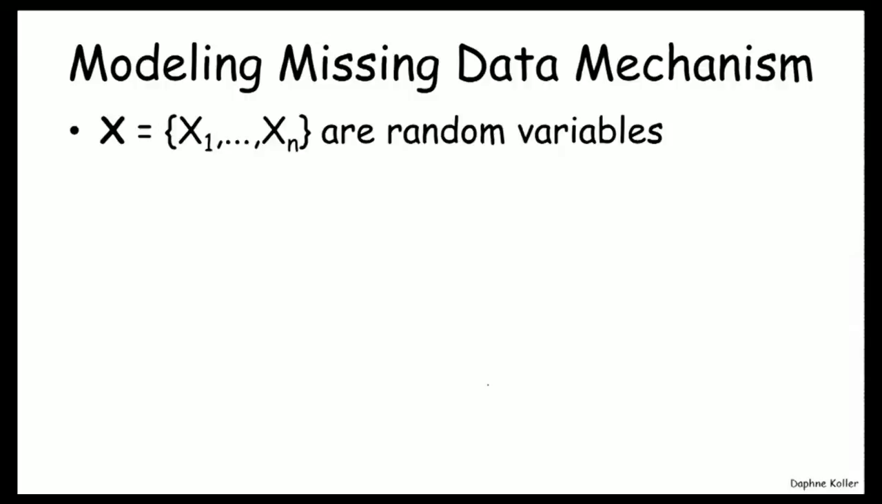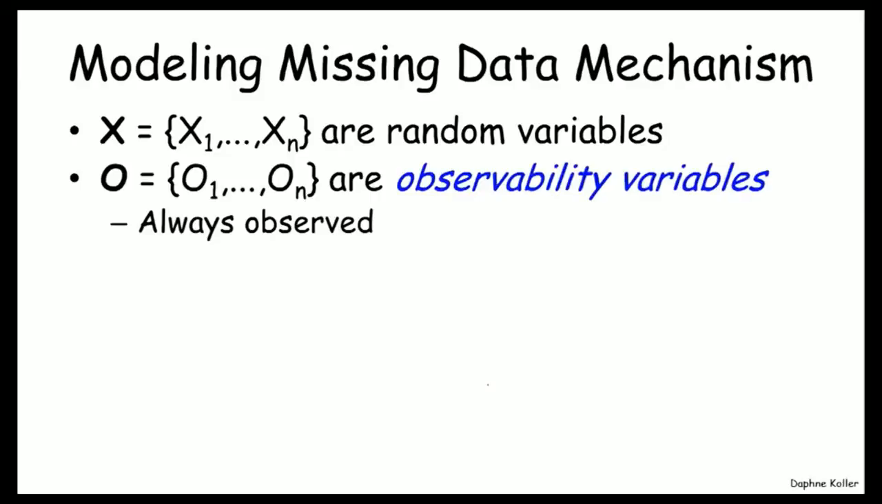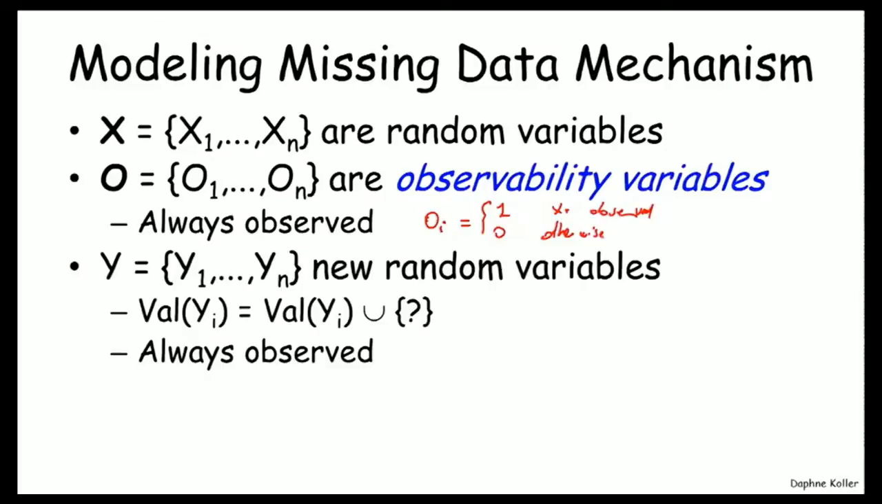And so how do we model the notion of missing data? Let's imagine that we have a set of random variables that define our model, and in some instances we may observe some but not others. So we're going to define a set of observability variables, which are always observed. O sub i is 1 if x_i is observed, and 0 otherwise. And so we always know whether we observe the variable or not, and so O_i is always observed.